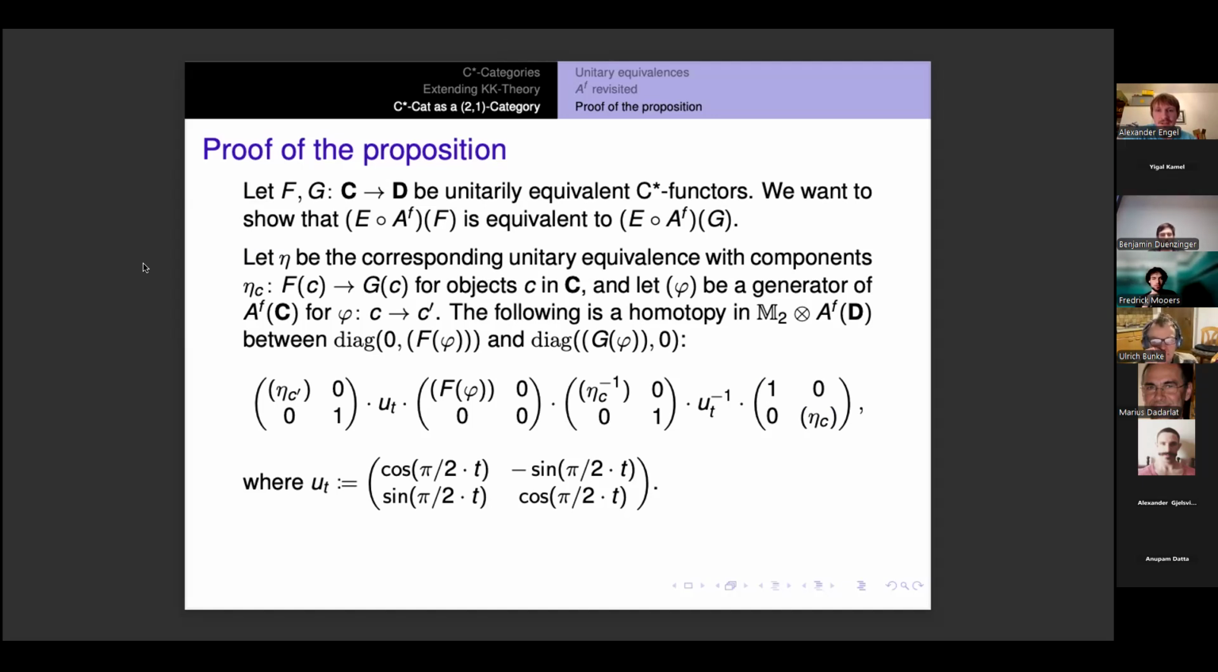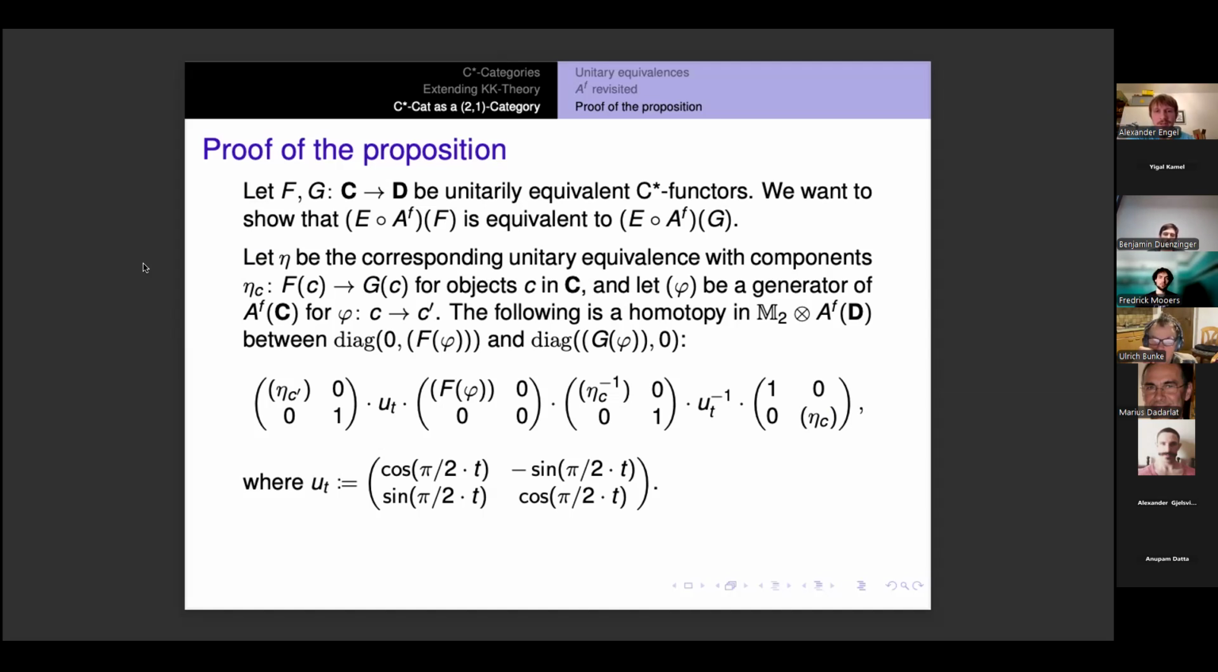And now we want to write down a homotopy in 2x2 matrices in AF of D between the diagonal matrix 0 in the upper left corner and f of phi in the lower right corner, and the diagonal matrix g of phi in the upper left corner and 0 in the lower right corner. And it's basically this formula that you see here. So you just multiply all these 2 by 2 matrices with each other.